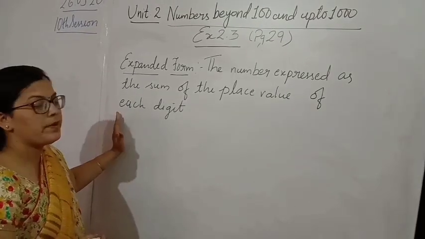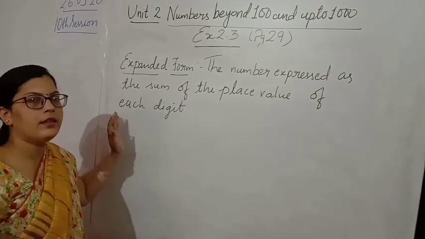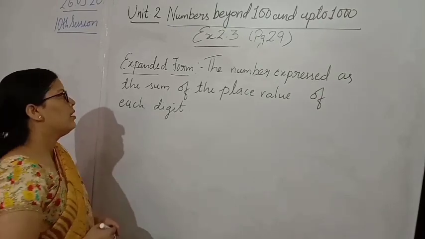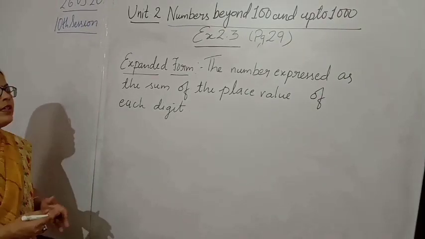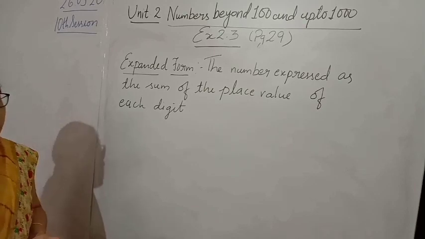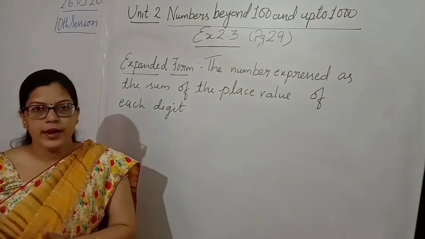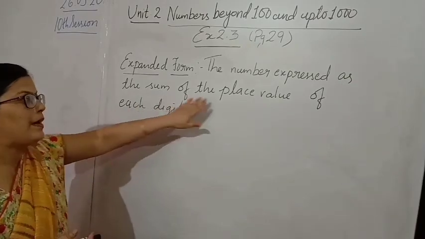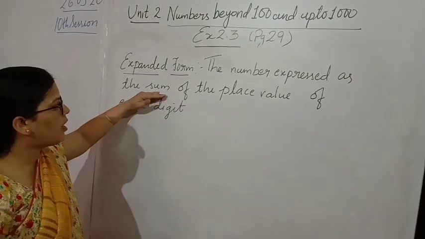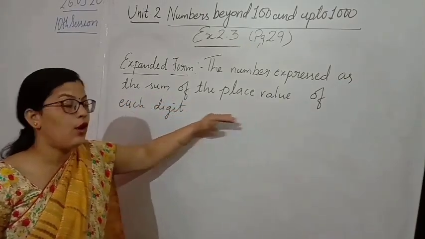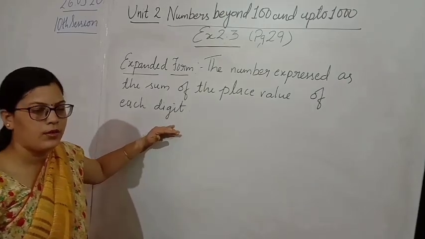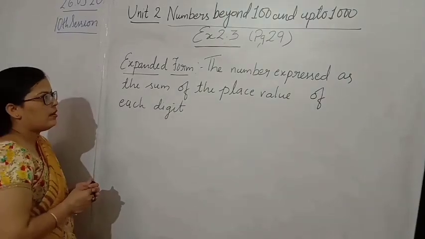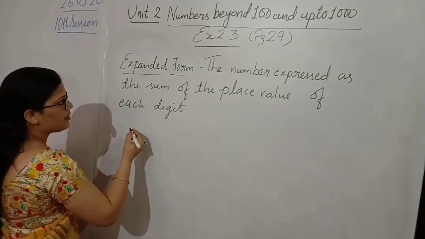Now our next topics are expanded form and short form. First of all, expanded form. What is expanded form? When a number is expressed or shown as the sum of the place value of each digit. Let us try to understand with the help of an example.